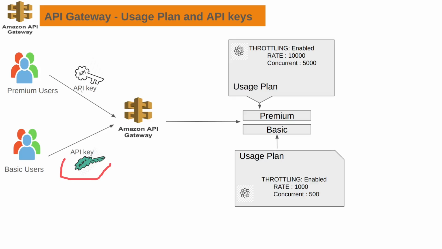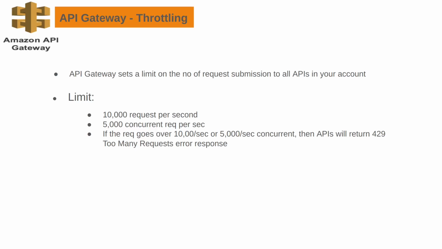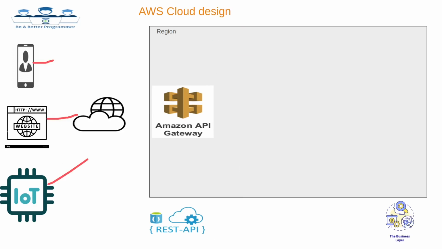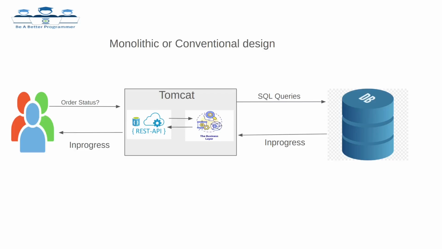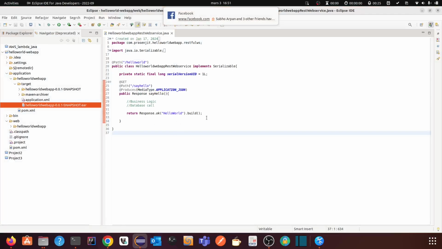So now let's go to the hands-on of the API gateway. Let's go to the monolithic design, the monolithic architecture we discussed before. Let's say we have an API and we have business logic. So we will develop an API and then try to deploy it in Tomcat. Let's say we have developed a hello world API.